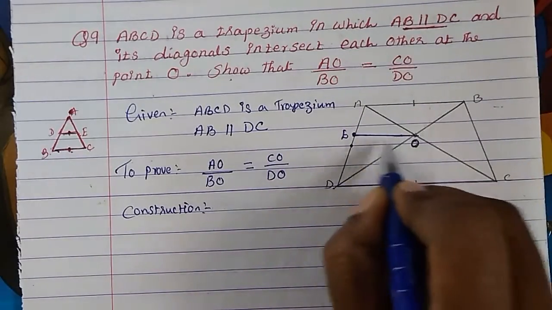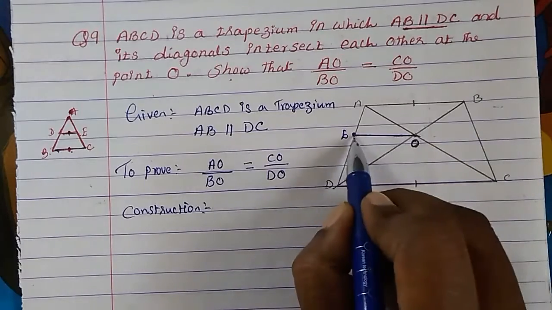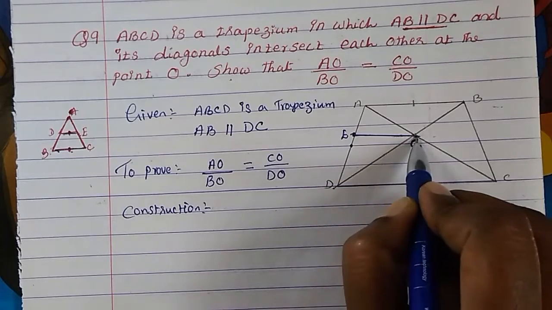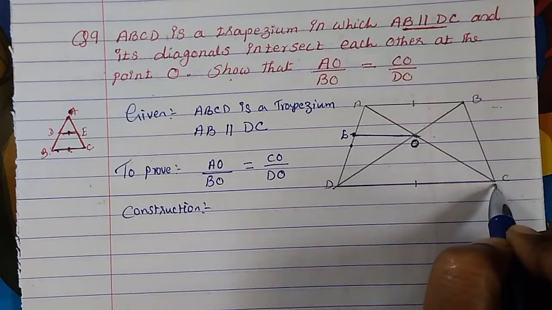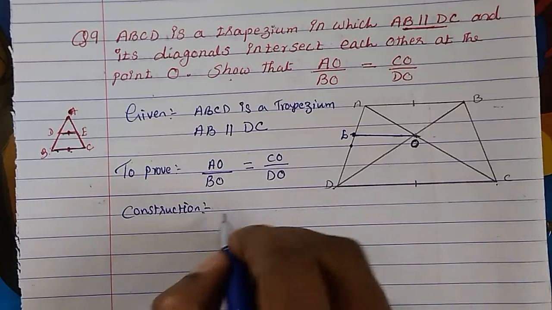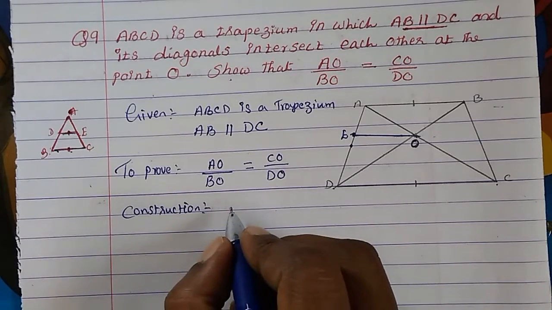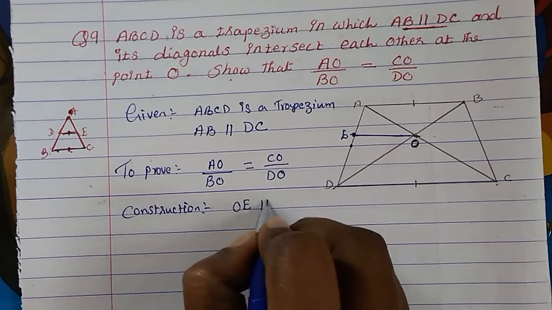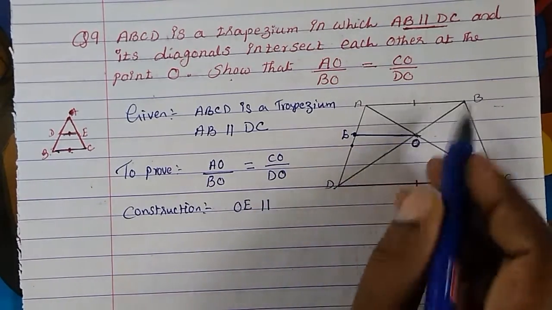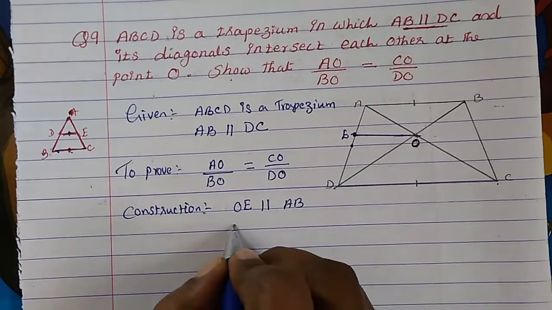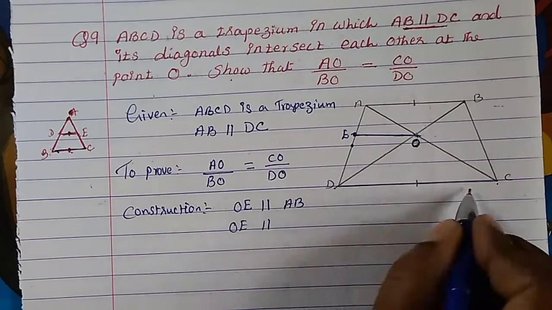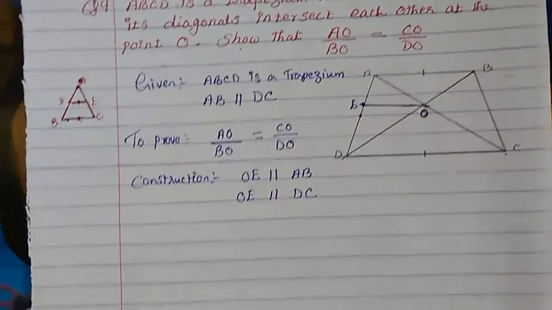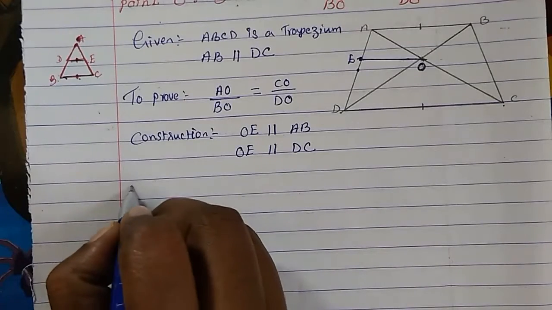So we are constructing one line in such a way that if you extend it, then EO will be parallel to AB, and this line is also parallel to DC. So we are constructing a line such that OE is parallel to AB, and also OE is parallel to DC. This is the construction we are doing. Now let's start proving. Okay, prove.